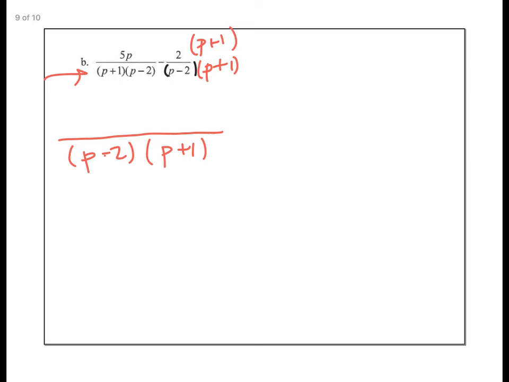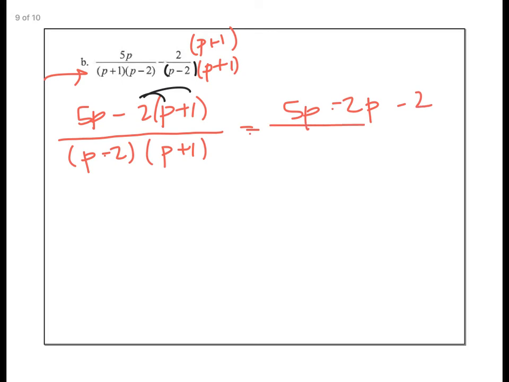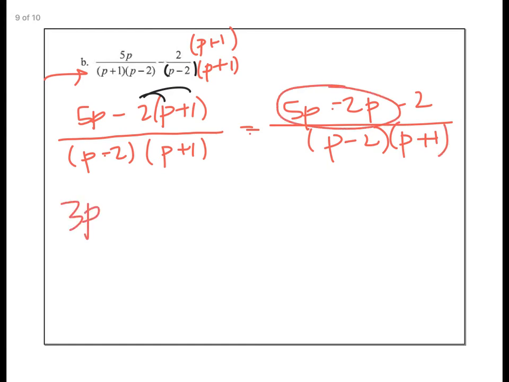So now my common denominator is p minus 2 times p plus 1. Up top I have 5p minus 2 times p plus 1. I now need to distribute that minus 2 through. So I get 5p minus 2p minus 2 over p minus 2 times p plus 1. I'm going to combine like terms up top, so I'm putting these together. That gives me 3p minus 2 over p minus 2 times p plus 1.